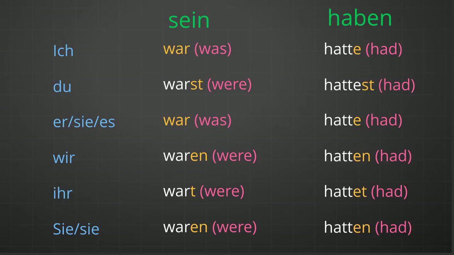Here we will learn only Präteritum form of sein and haben verb. First we will see all the conjugations for both the verbs. For sein: ich war, du warst, sie es war, wir waren, ihr wart, sie waren.